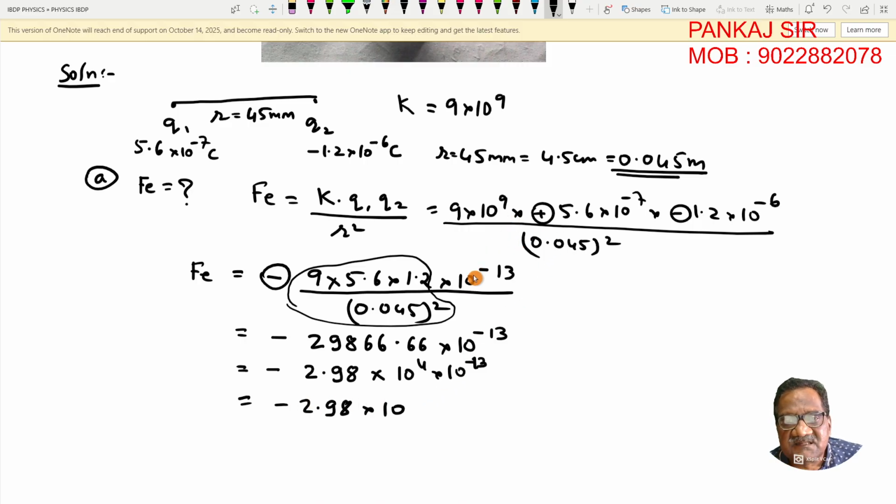Now this is where I made a mistake. There's this minus 7 and minus 6, which is minus 13. I did not consider this 10 raised to 9. So I should do plus 9 also over here. And minus 13 plus 9 is minus 4, right?